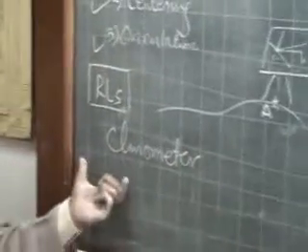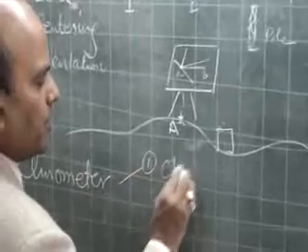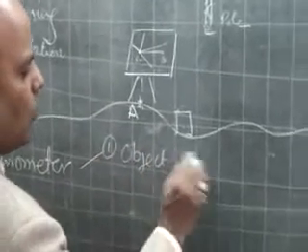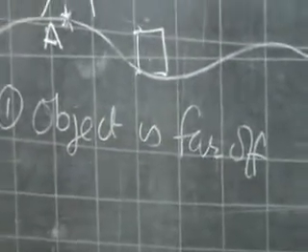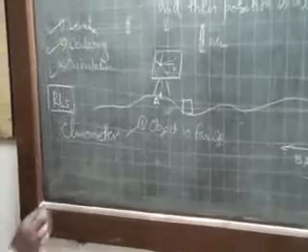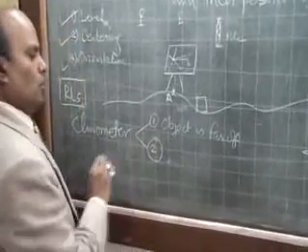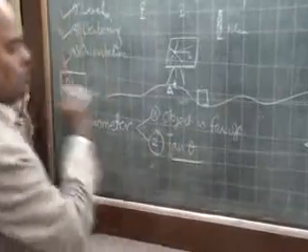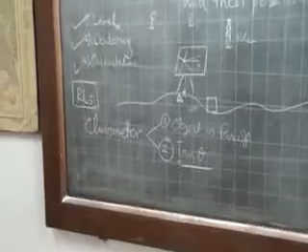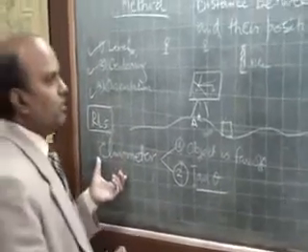Why are you using the clinometer? You are using the clinometer for two purposes. Number one, the object is far off. It is not very close to you. The object is away from you, so you cannot take the staff there. It will take a long time to reach there. And number two, it directly gives you the tangent theta value, which you require in your computation. So directly you will get tangent theta of the line.